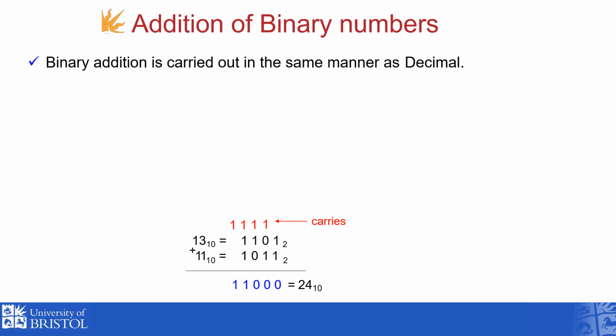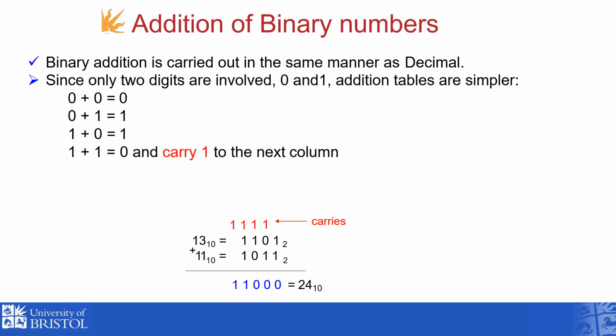So, binary addition is carried out exactly the same way as you are used to in the decimal system. This is the very good news, and there is actually even better. Since there are only 2 digits, the addition tables are much simpler. But let's be a little bit careful here. 0 plus 0 obviously gives you 0. 0 plus 1, and of course 1 plus 0, gives you 1.